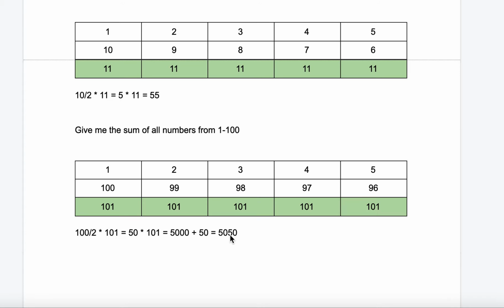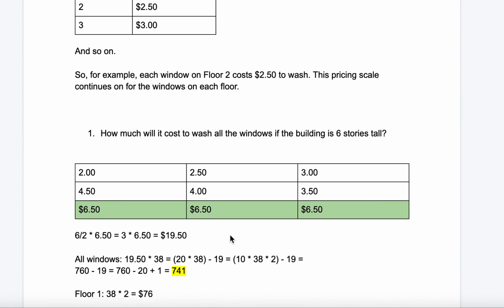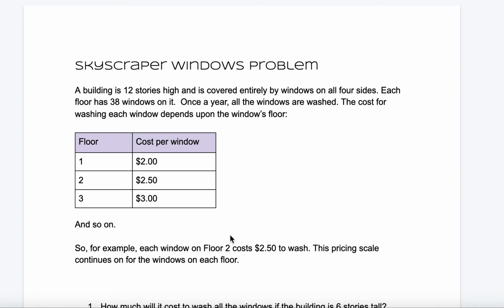And this comes in handy in a lot of algebraic sequences. So we were taking a look at this problem called the Skyscraper Windows Problem. And here they're going to clean the windows on this building. And the building, or the window washers, charge a different price for every floor. So first floor, it's $2. Second floor, it's $2.50. Third floor, it's $3, and so on.